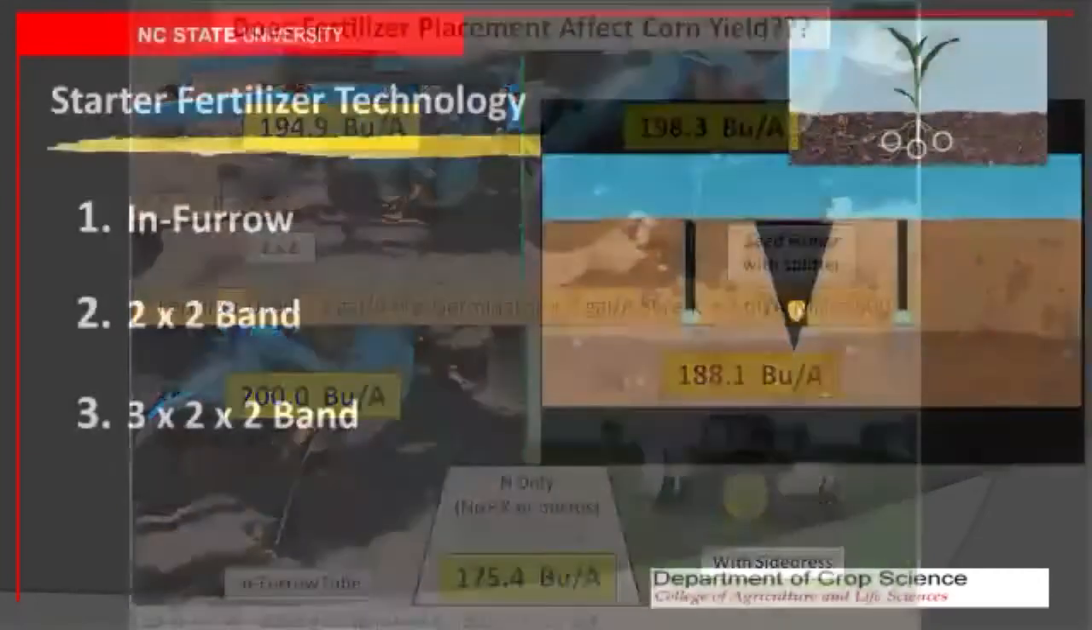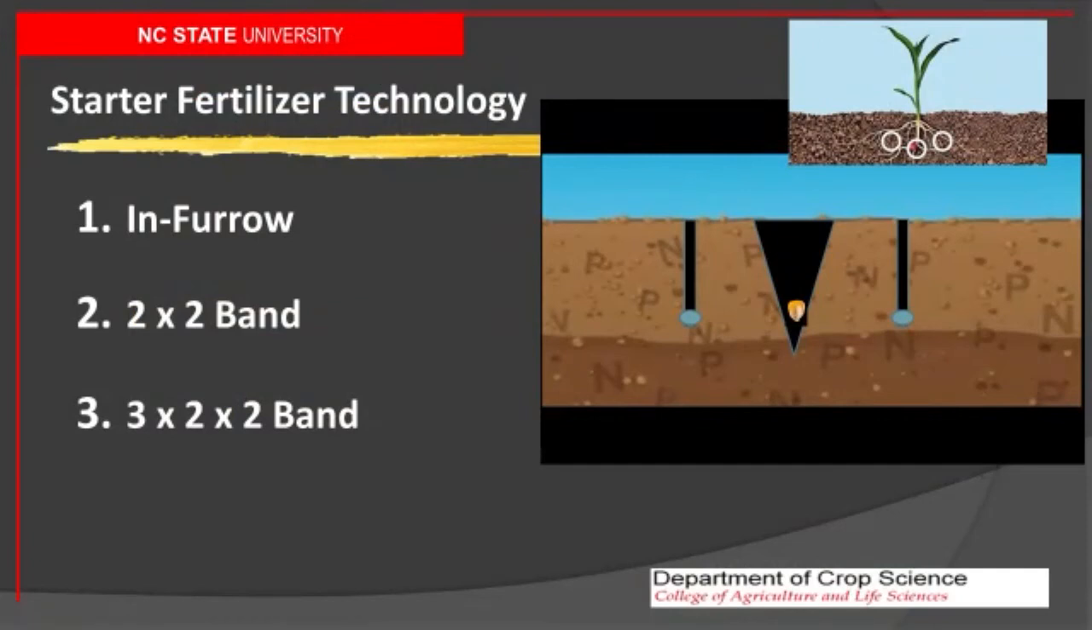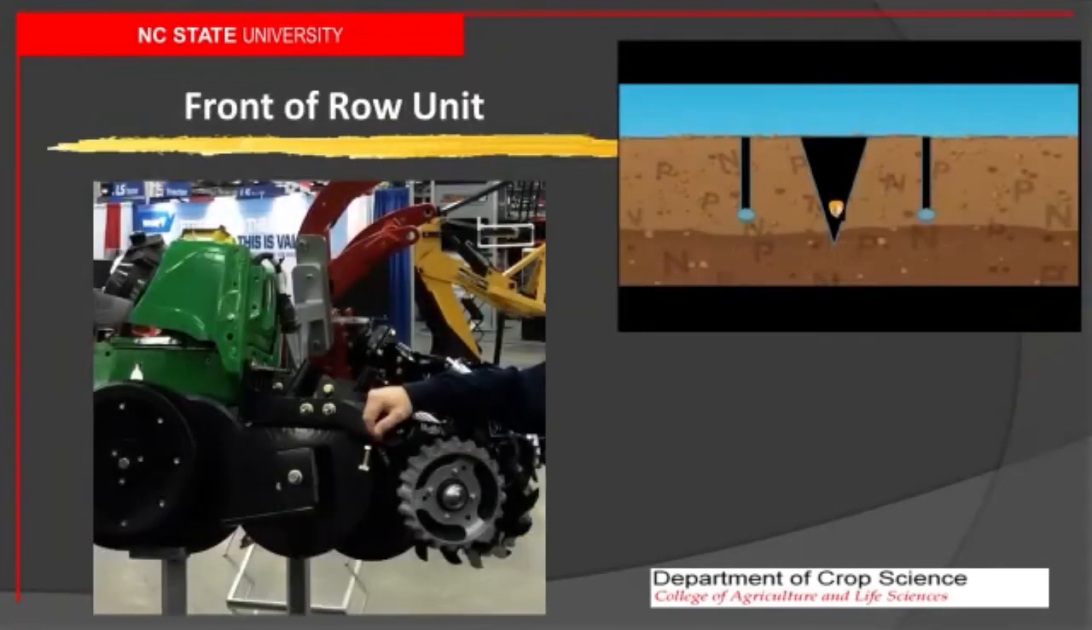All right, let me step forward here. Let's finish this up with this new technology or new approach to placement: this 3x2x2 or 2x2x2 band on both sides of the row. We've talked about what we've seen from field research. Now let's take a look at the technology that's needed to achieve this.